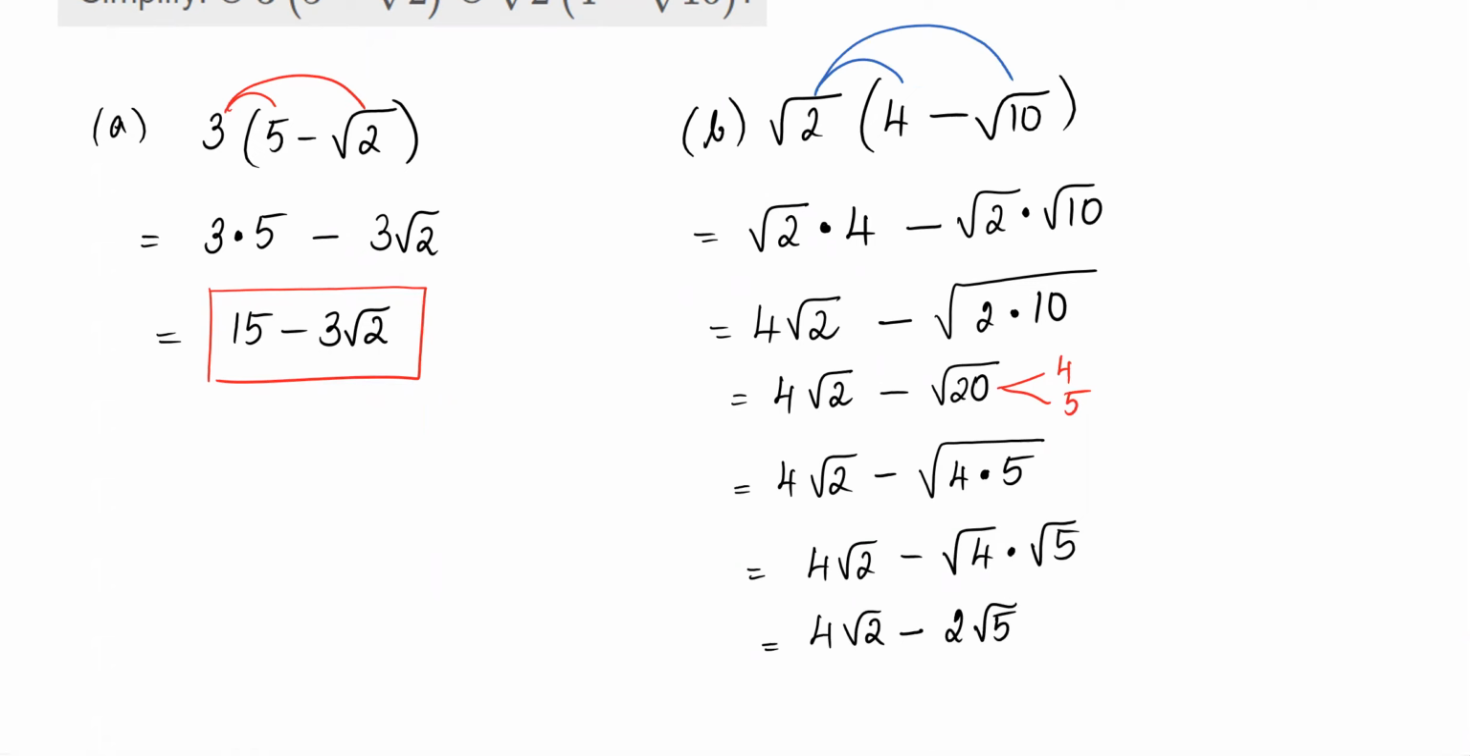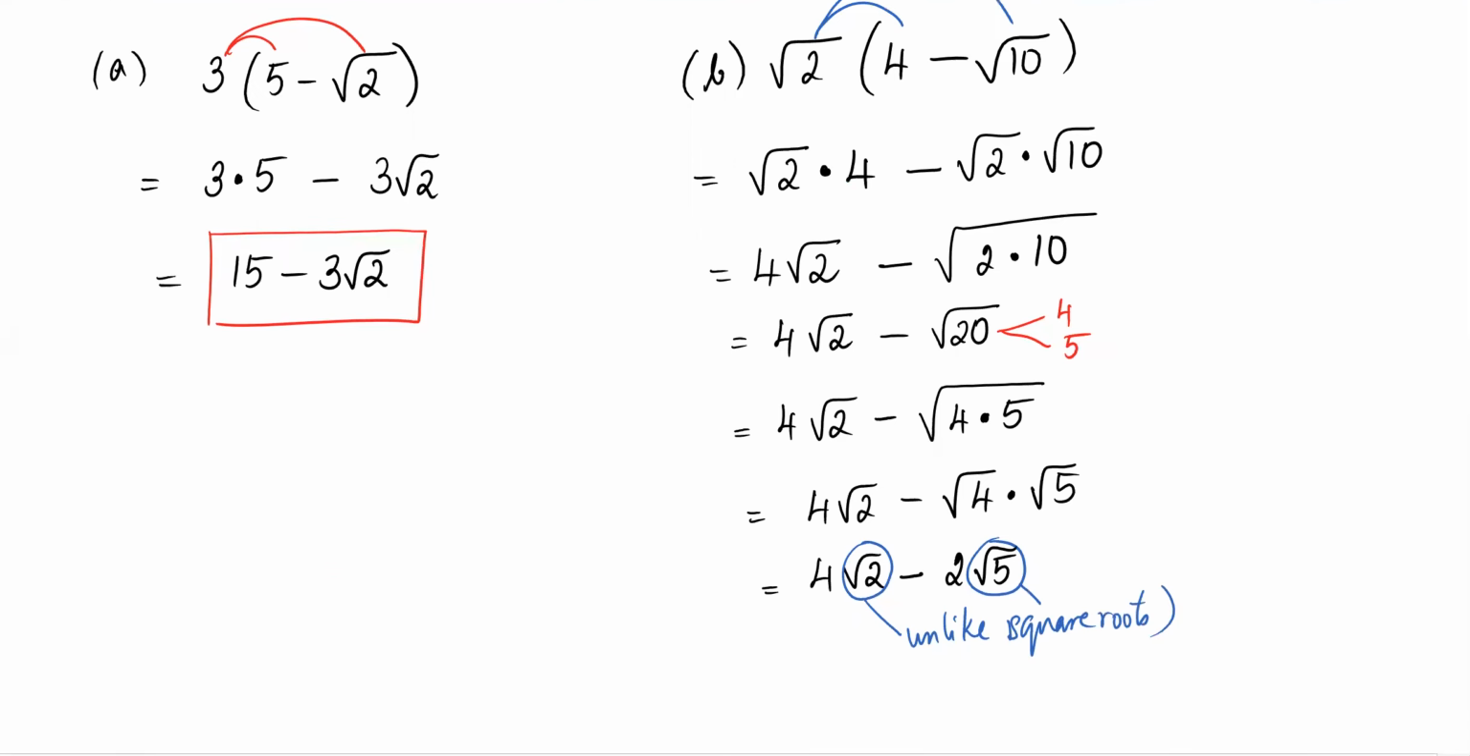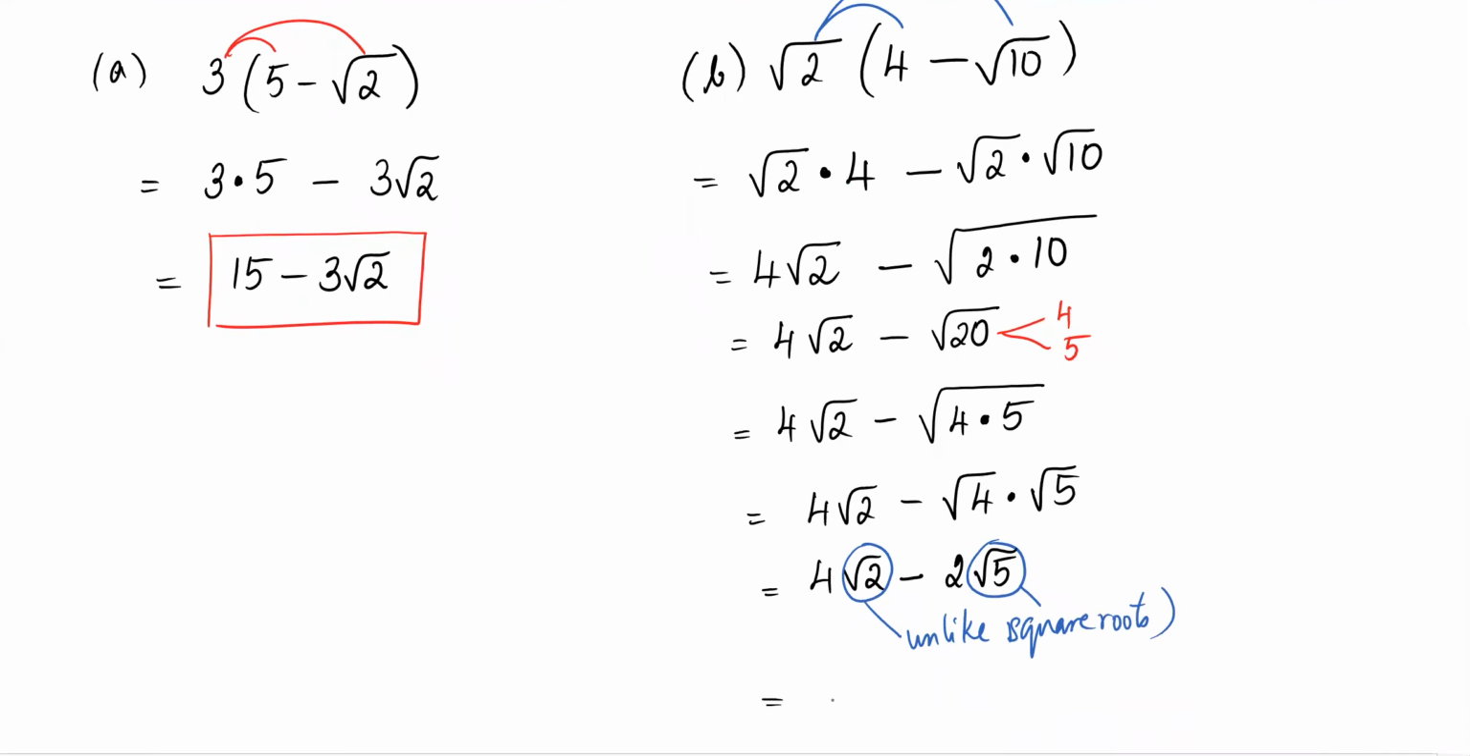Now look at these two. They are not identical, right? So I will say unlike square roots. So you really cannot simplify these two. So you just have to write it out as you see it, as 4 root 2 minus 2 root 5. And this will be your final answer here. It is the simplified version. And we couldn't go further because of unlike square roots.